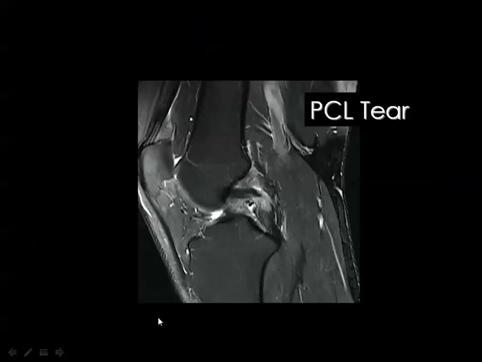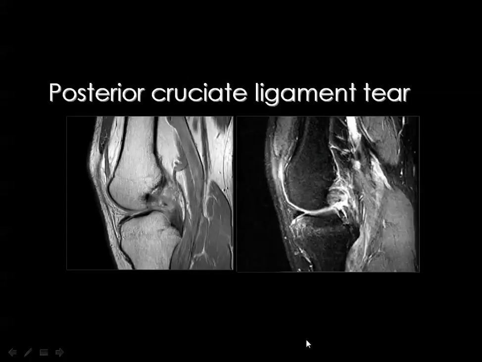And this is also an example. You see there is an abnormal signal in the middle part of the posterior cruciate ligament, diagnostic of complete rupture. Another example, T1 and T2, and you can see the heterogeneous increased signal in the mid portion of the ligament, and most of the ligament also shows abnormal signal denoting complete rupture.